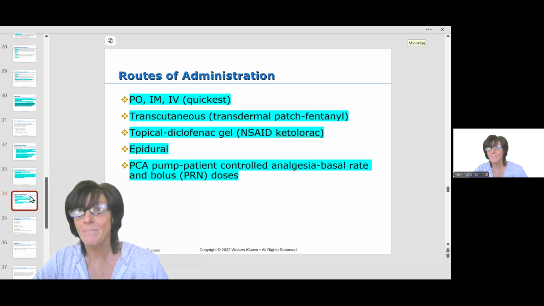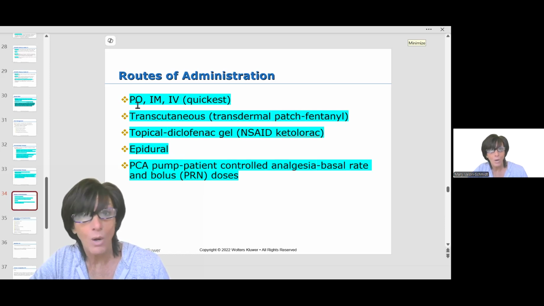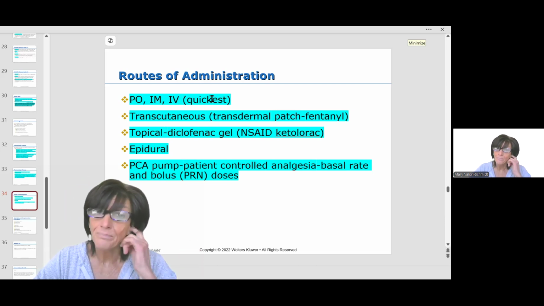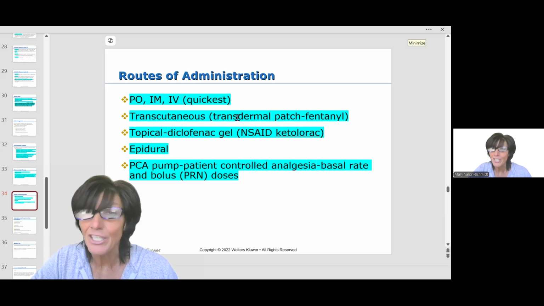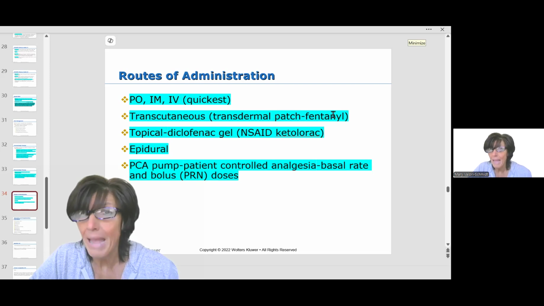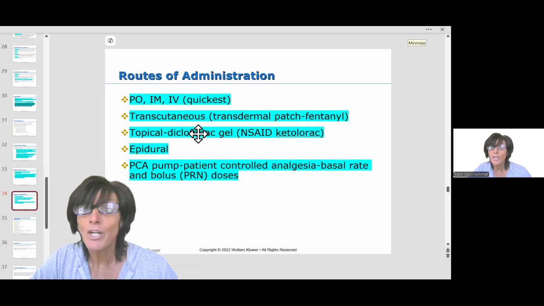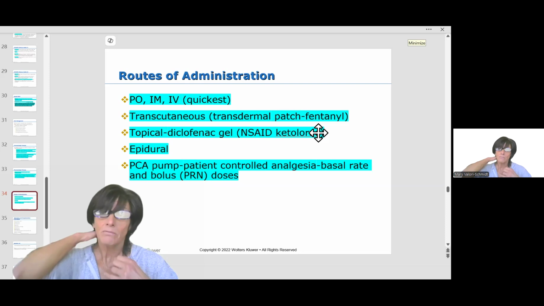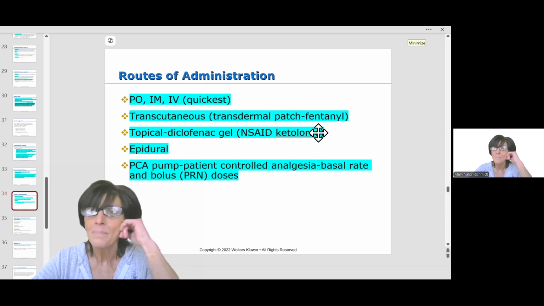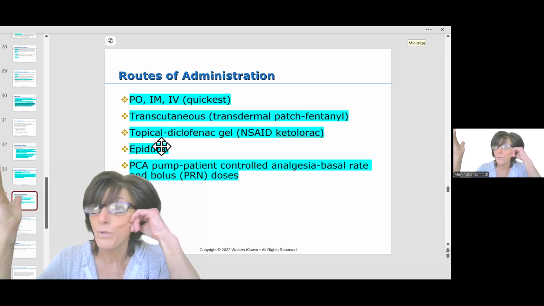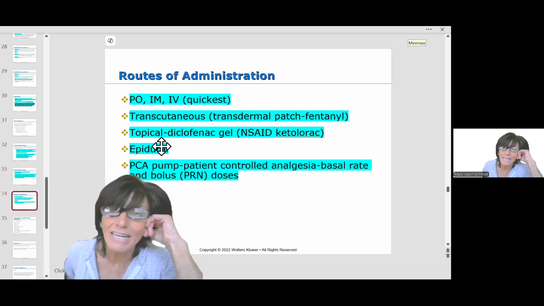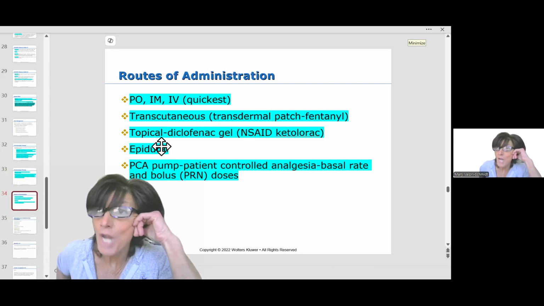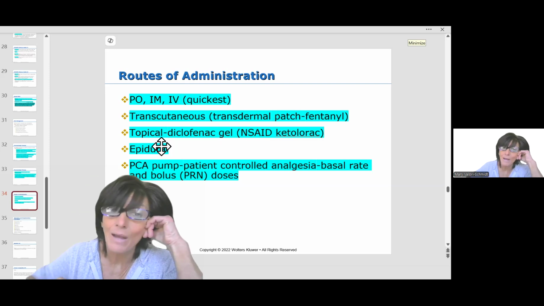How do we give these medications? We can give them by mouth, PO, intramuscularly, intravenous, which, by the way, is the quickest way to get pain med into somebody. There's also transcutaneous, like a transdermal patch, fentanyl patch. Topicals: diclofenac gel, that NSAID, comes in a gel. It's a topical if you have neck pain, back pain. Epidural: some of you that have had babies have had epidurals, it's right into the spinal canal that numbs and kills pain from the waist down.